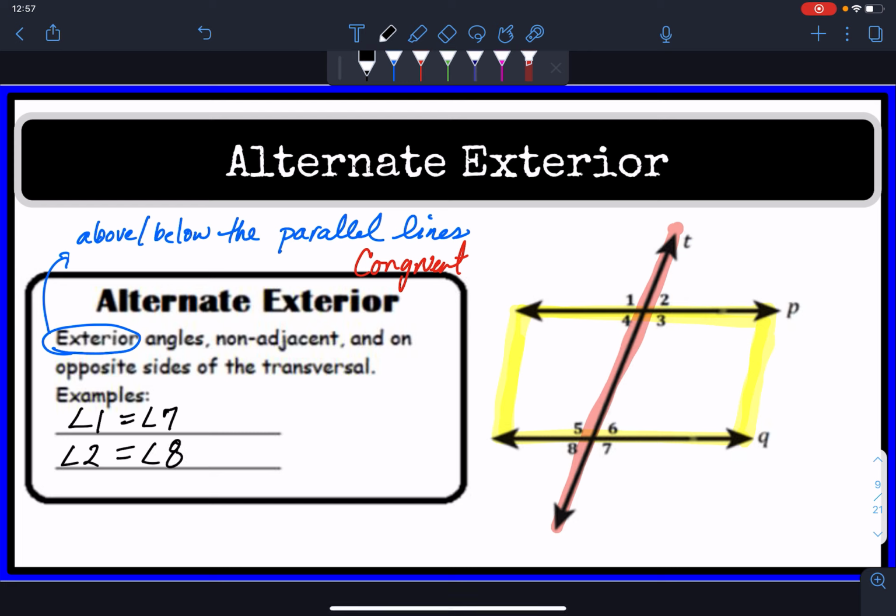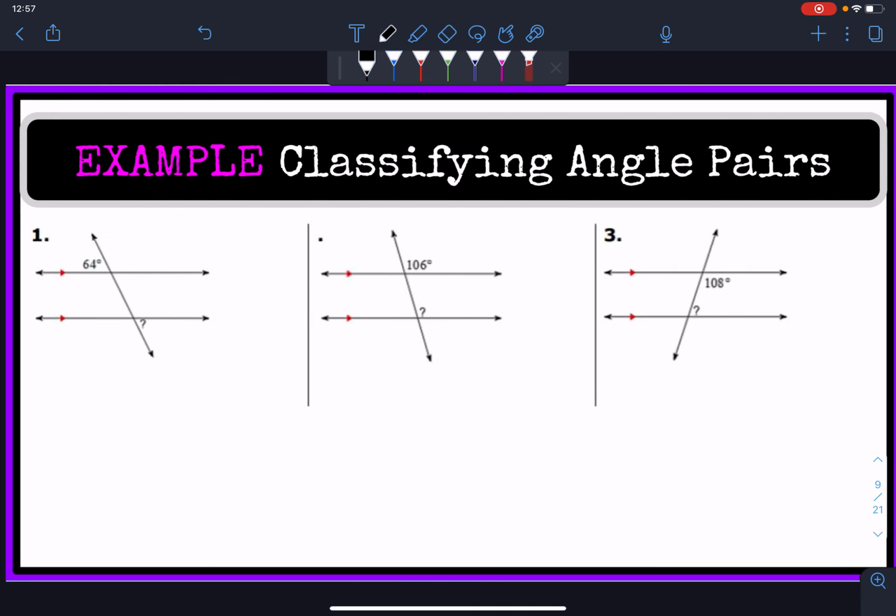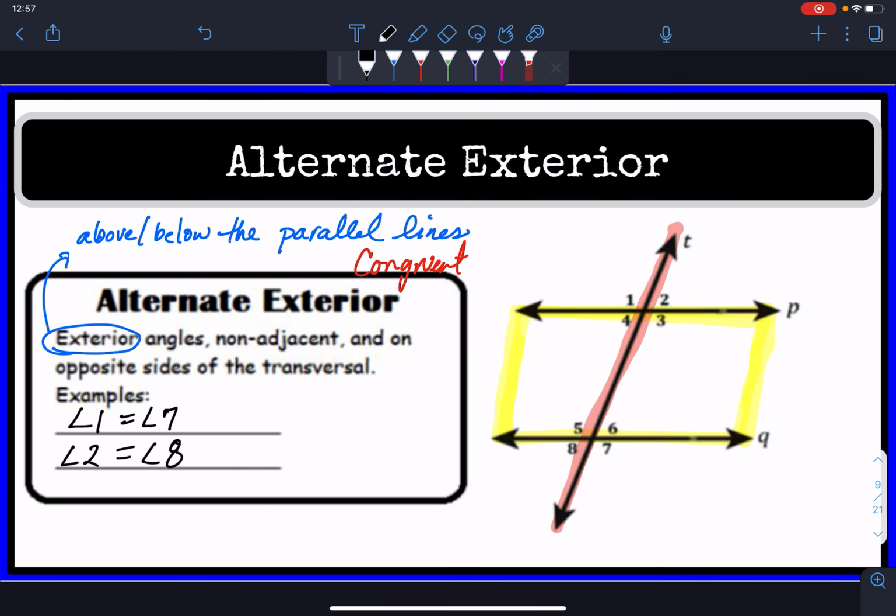So technically what happens here is that when we have a set of parallel lines and we cut them, or intersect them, with a transversal, we end up creating these exact same 8 angles. The same 4 angles that are above here are the exact same 4 angles that are down there.